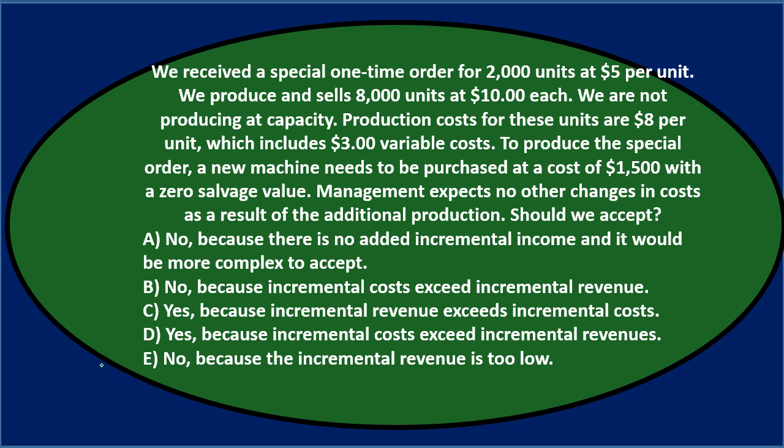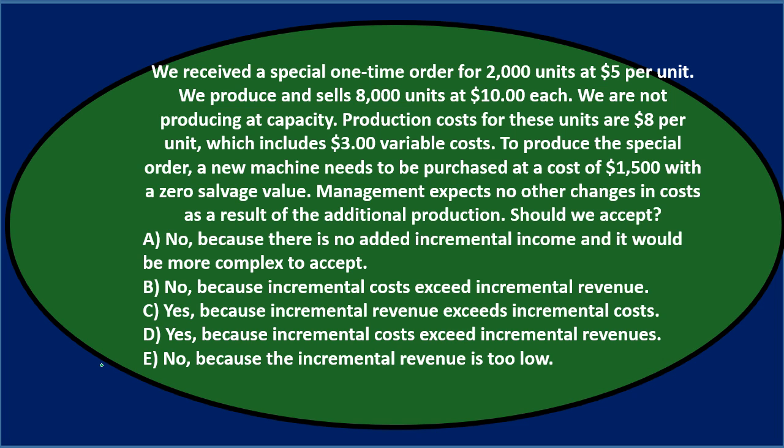Next question. We received a special one-time order for 2,000 units at $5 per unit. We produce and sell 8,000 units at $10 each. We are not producing at capacity. Production costs for these units are $8 per unit, which includes $3 variable cost. To produce the special order, a new machine needs to be purchased at a cost of $1,500 with a zero salvage value. Management expects no other changes in costs as a result of the additional production.